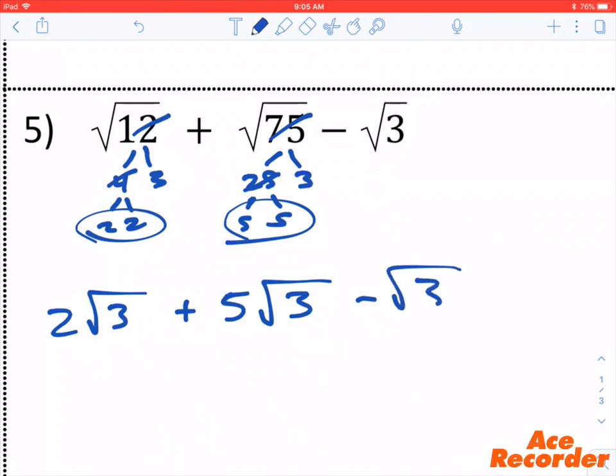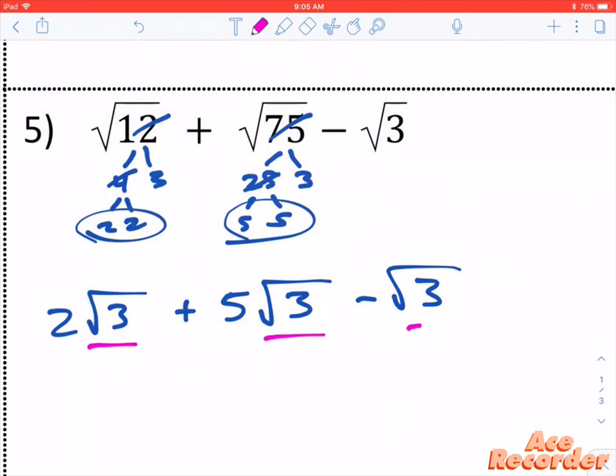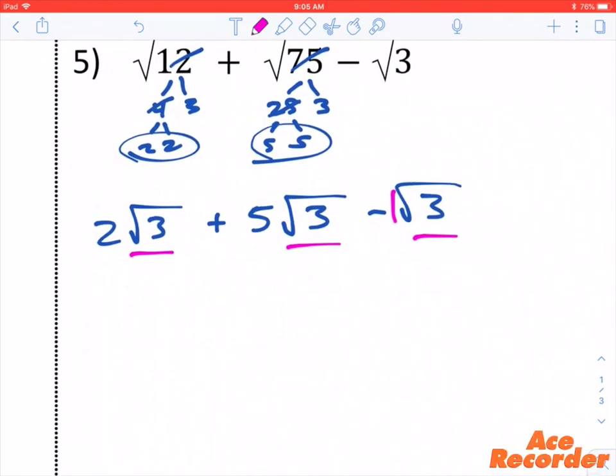And would you look at that? All the radicals are the same now, so I can combine the coefficients. 2 plus 5 minus 1 is 6. Square root of 3. Radical stays the same.